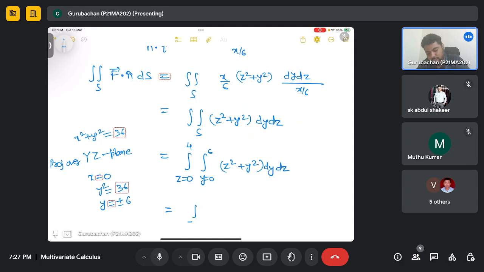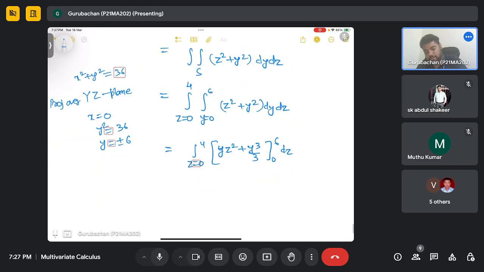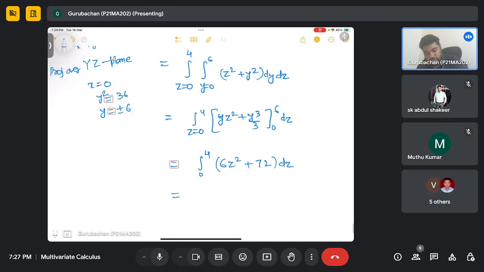So now you can calculate it: integral from 0 to 4 of z square y cube divided by 3, from 0 to 6, dz. This gives us the integral from 0 to 4 of z square plus 6 cube, which is 36, and 2 times that is 72, dz. After this integration you will get 2 times z cube plus 72 z from 0 to 4, and this will overall give you 416.